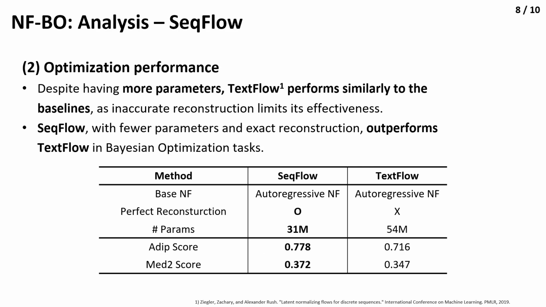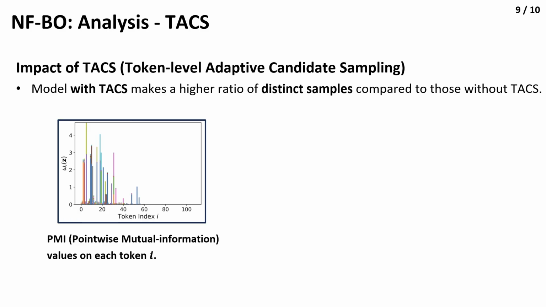And second, optimization performance. TextFlow actually has more parameters, but it shows similar performance to the baselines because of its reconstruction ability. Our SeqFlow has fewer parameters and reconstructs perfectly, and it performs much better in these molecular design tasks.